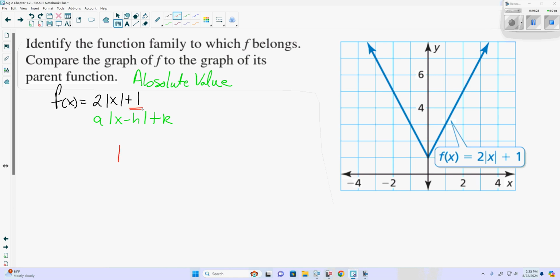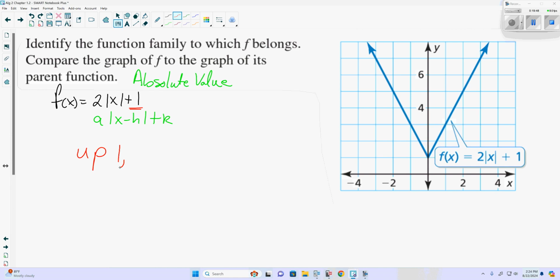So it would be 1, because it is our plus 1. And are we moving up or down? Up. Because that's the one nice thing with our vertical translation, it's exactly what it looks like. Since it said plus 1, we're moving up 1. If it was minus 1, we'd be moving down 1. That one's nice. It's the left-right inside those parentheses, the absolute values, that is flipped.